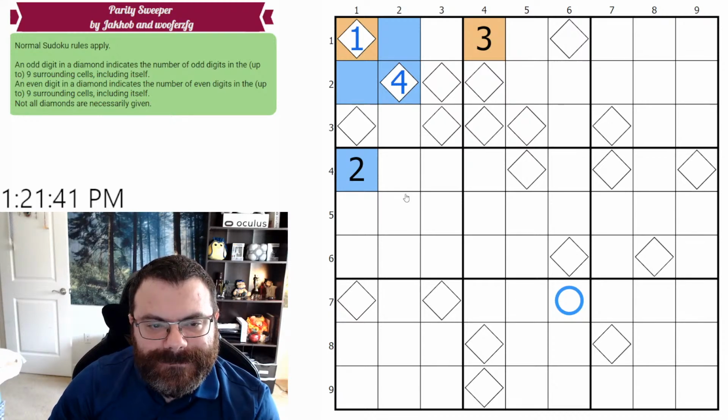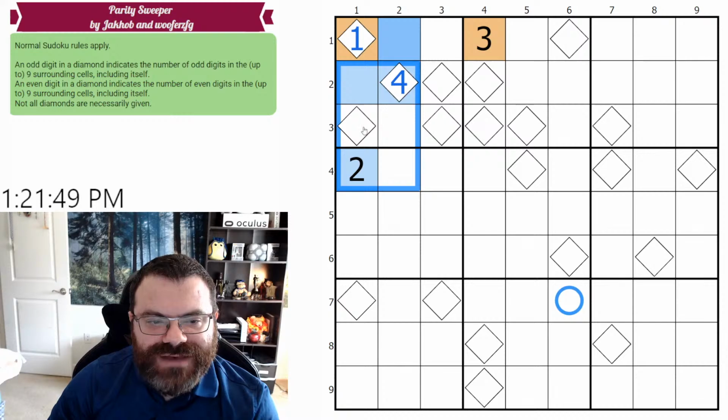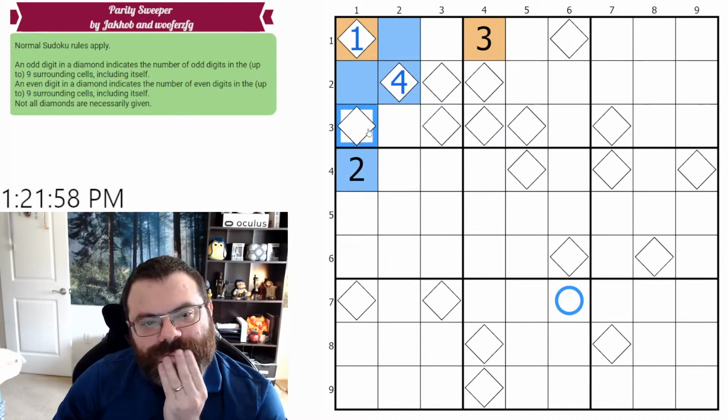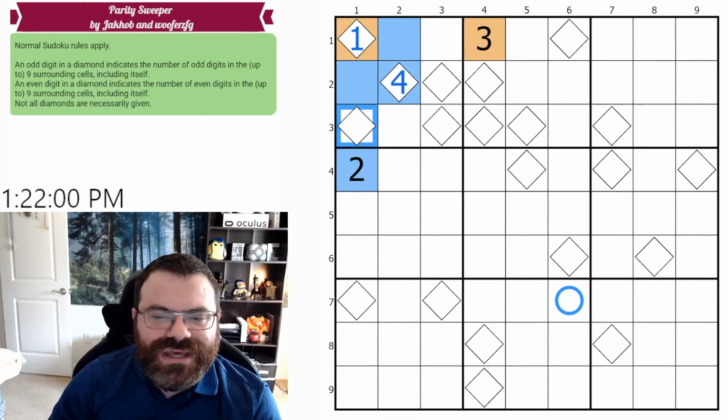So if this were even, it would be the last even in the box. So we'd actually know that it would have to be, well, we wouldn't quite know. Well, it would have to be 3 because it couldn't be 4. Oh no, it would see 4. It would have to be 5 actually, but that doesn't work. That's really interesting.